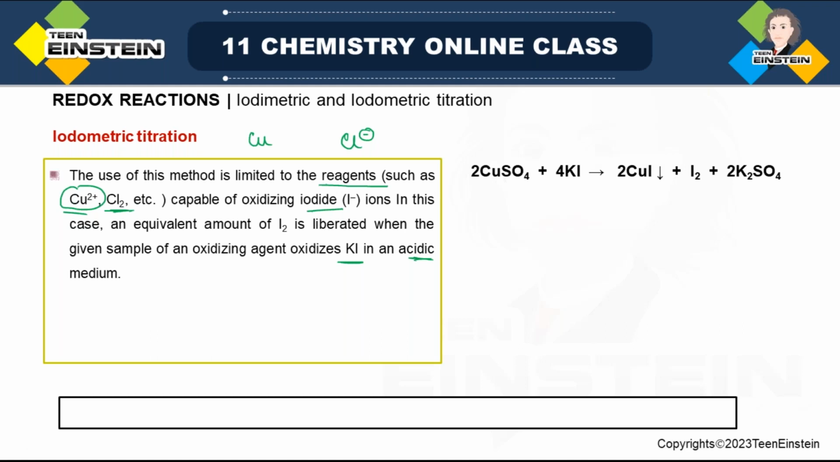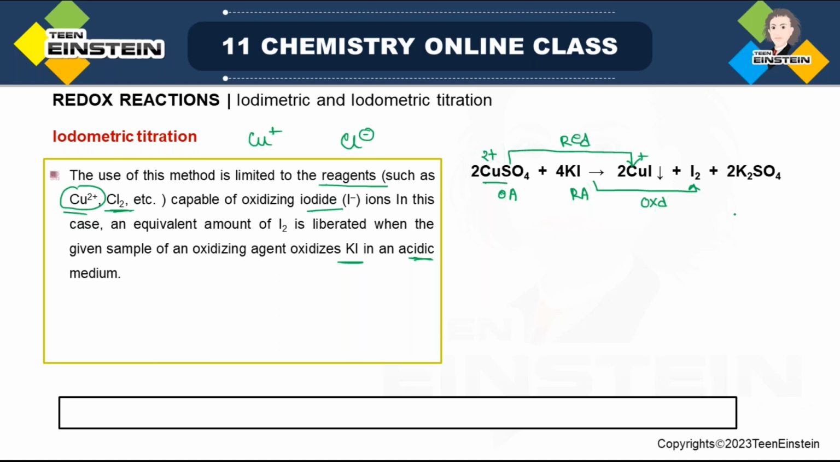So here we have taken this example where copper 2 plus is the oxidizing agent and I minus is the reducing agent. Copper 2 plus is converted to copper plus, so this reaction is actually reduction, and I minus is converted to iodine, so this is basically oxidation.